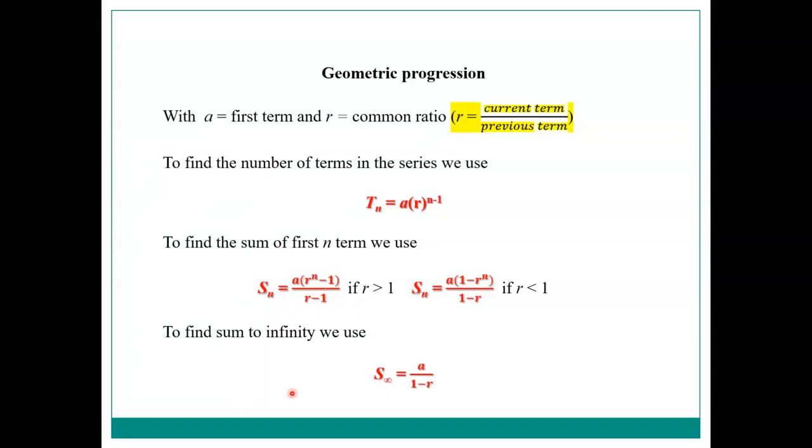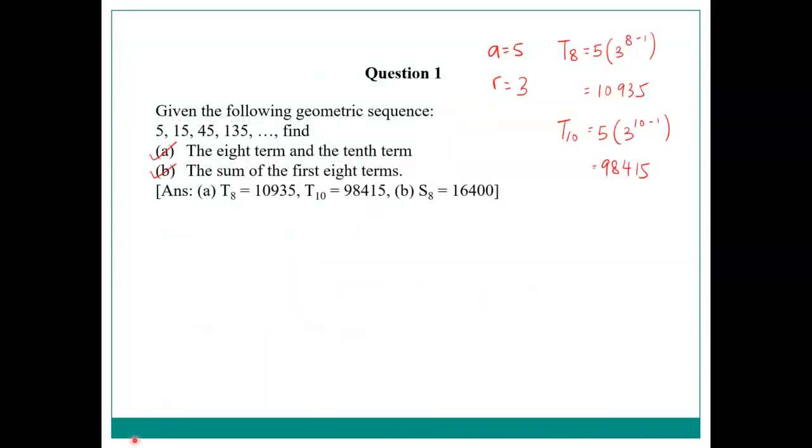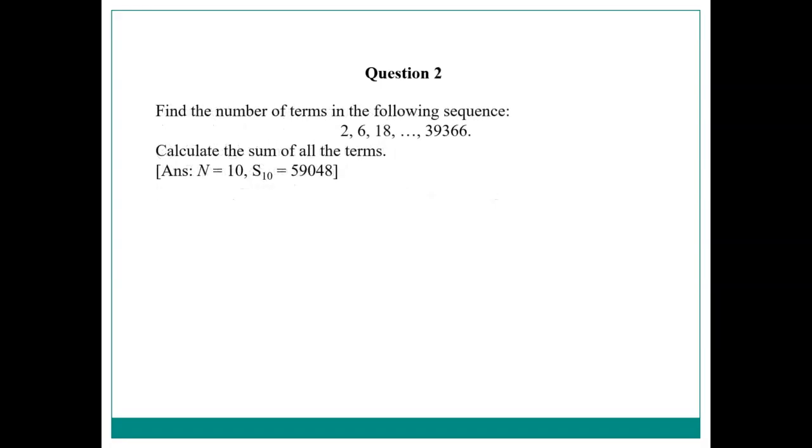Let's calculate Sn. I want to find the sum of the first 8 terms, so I want to find S8 equal to A bracket R power 8 minus 1 over R minus 1. If you put this in your calculator, you should get 16400. If you do not have any question, let's proceed to question 2.